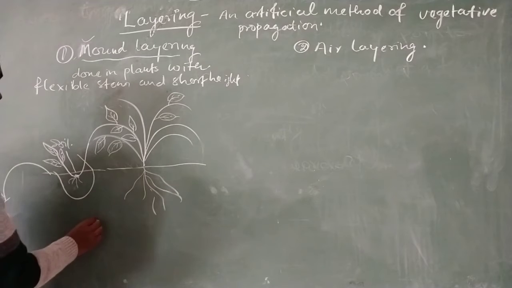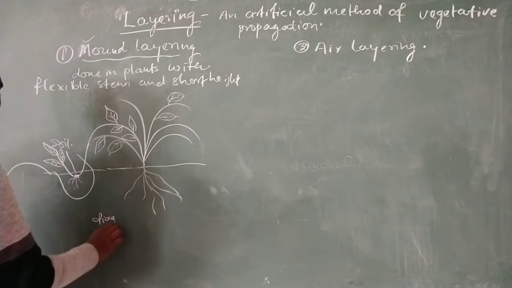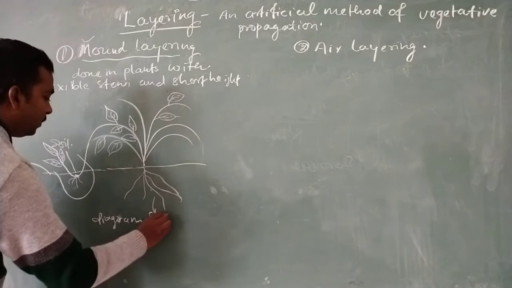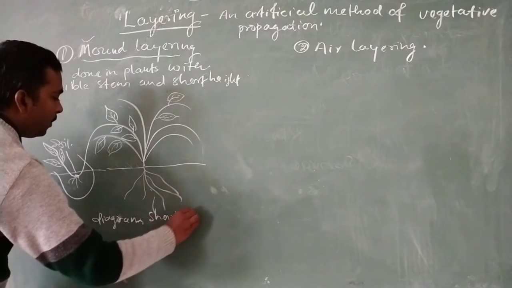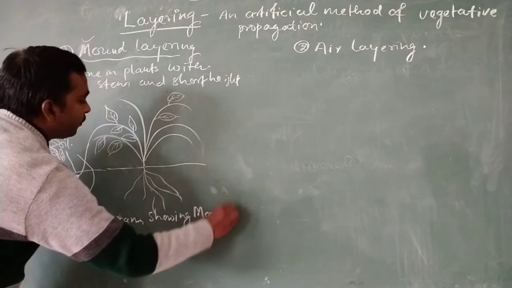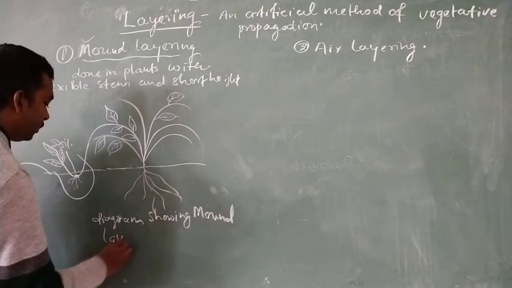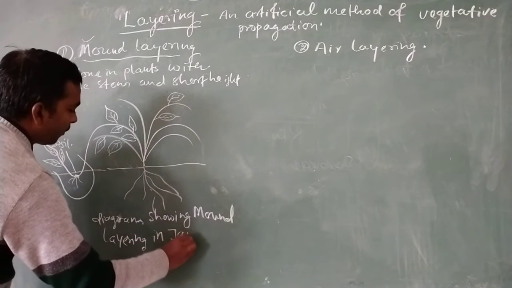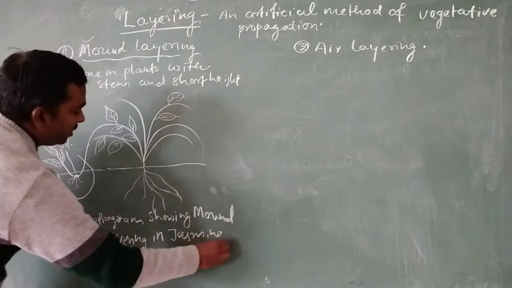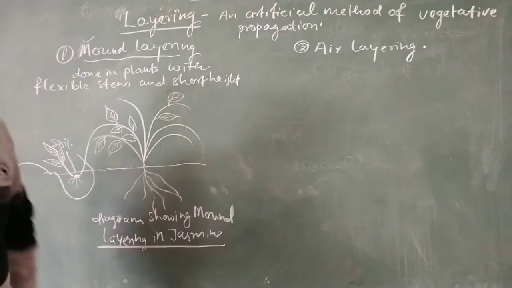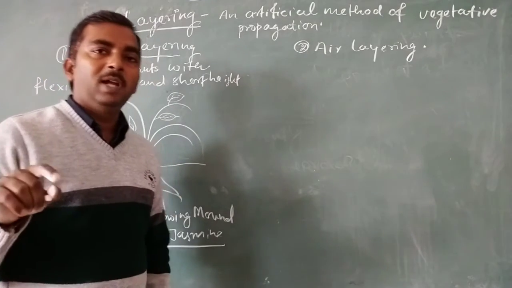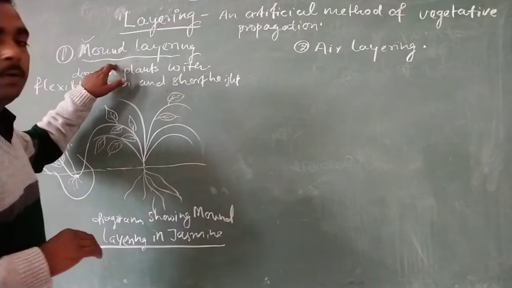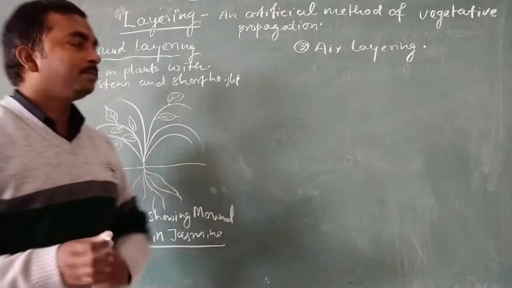So this diagram is showing mound layering in jasmine. Jasmine is the most common example for mound layering, because jasmine plant has both properties favorable for mound layering.